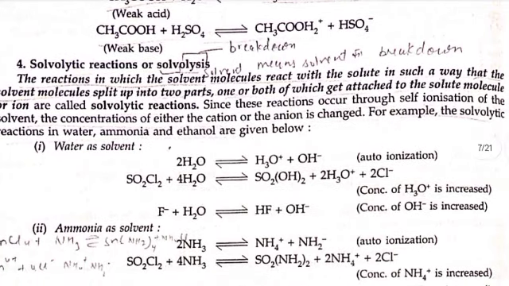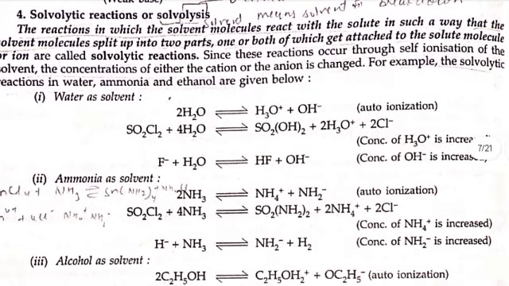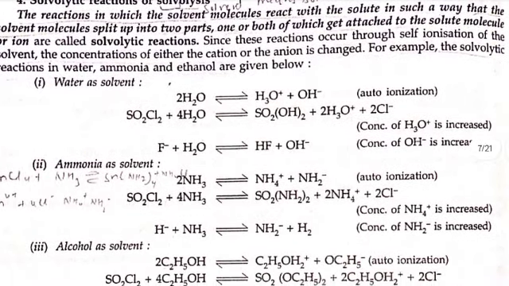Solvolytic reactions or solvolysis. The reactions in which the solvent molecules react with the solute in such a way that the solvent molecules split up into two parts, one or both of which get attached to the solute molecules or ions, are called solvolytic reactions. Since these reactions occur through self-ionization of the solvent, the concentration of either the cation or the anion is changed. For example, the solvolytic reactions in water, ammonia and ethanol are given below.